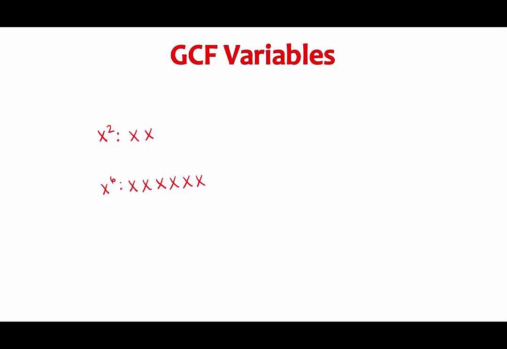And now we're going to see how many they have in common. So this one has 2 x's. X to the 6 also has 2. So their GCF would be x, or in other words, x squared. All we want to know is how many x's both of them have.